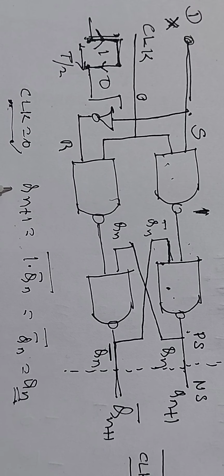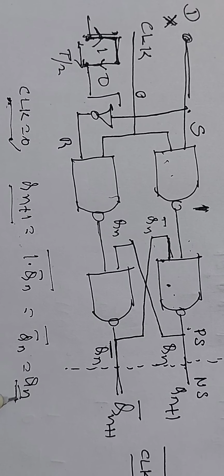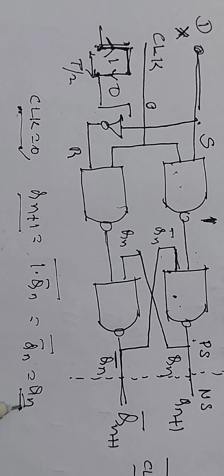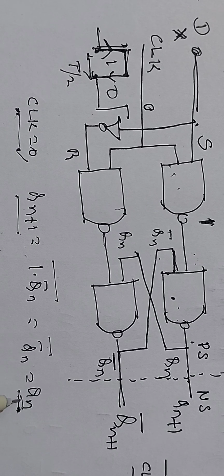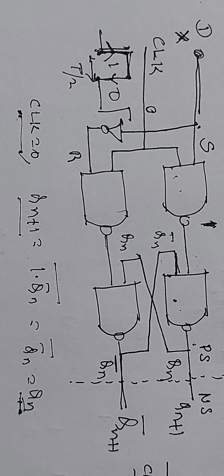Here Qn plus 1 is final output, Qn is previous output. Final output is equal to previous output. Therefore, it remains as memory element. It acts as memory element.